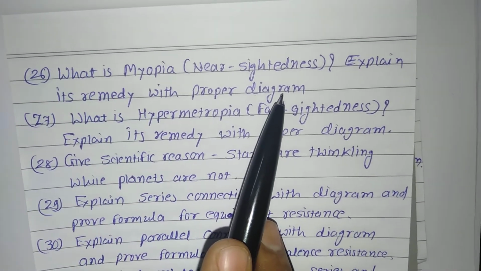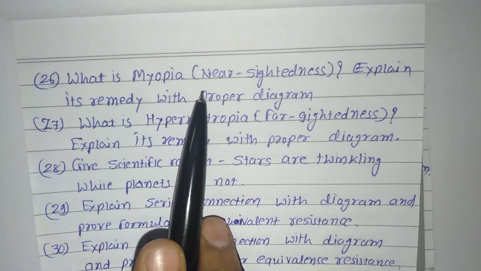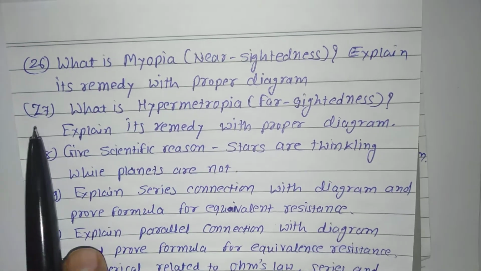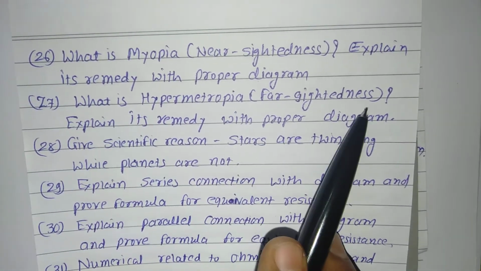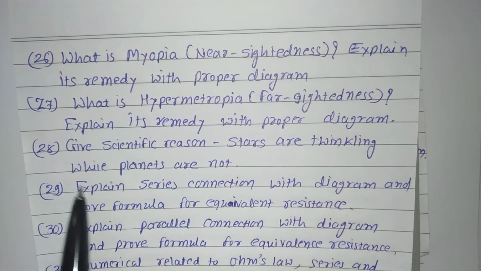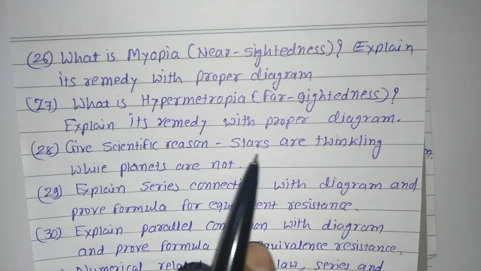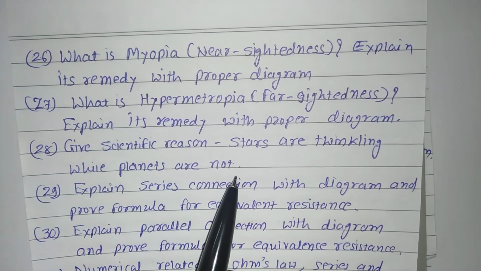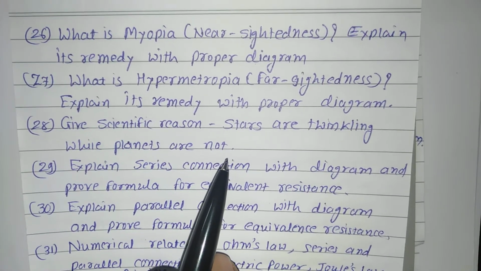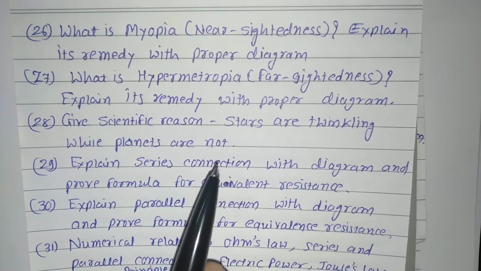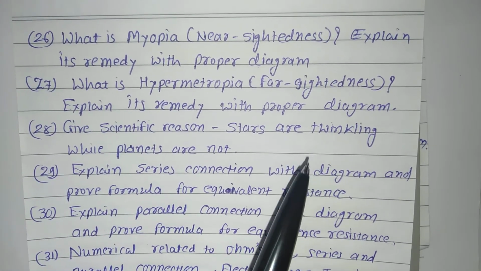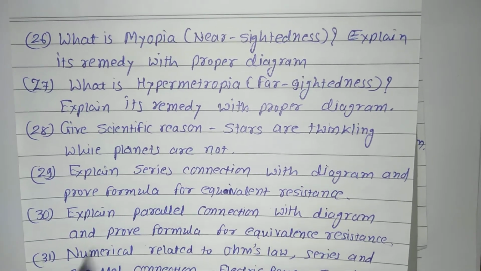You have to draw both the diagrams, what is myopia, that also you have to show in diagram, and then you have to show its remedy with the proper diagram, and you have to explain. What is hypermetropia, which is farsightedness, and explain its remedy with the proper diagram, in a similar way to the previous one. 28. Give scientific reason: stars twinkle while planets do not. You have to explain with the figure how the refraction of light occurs when it enters from the rarer atmosphere to the denser atmosphere, and how the stars twinkle while planets do not.